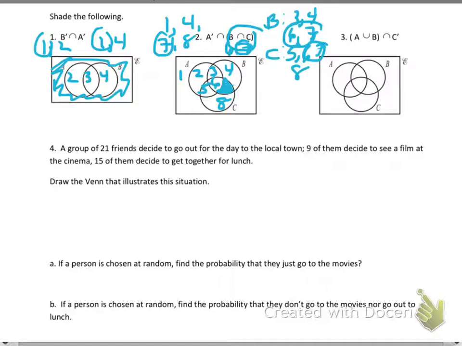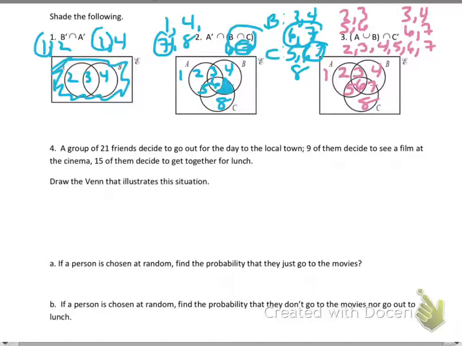Okay, so now let's go do number 3. Because I got so many different numbers here, let me go to another color. So I have 1, 2, 3, 4, 5, 6, 7, and 8. So let's do A is 2, 3, 5, and 6. B is 3, 4, 6, and 7. And remember, the U symbol means all together. So all together would be 2, 3, 4, 5, 6, and 7.